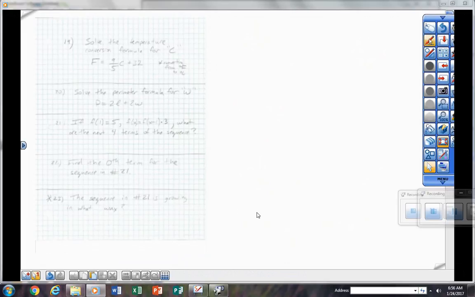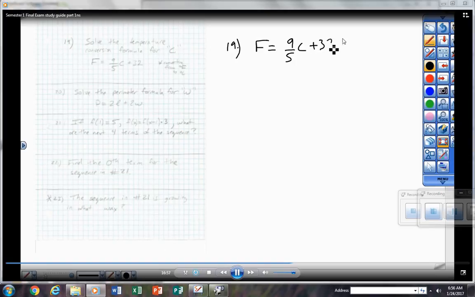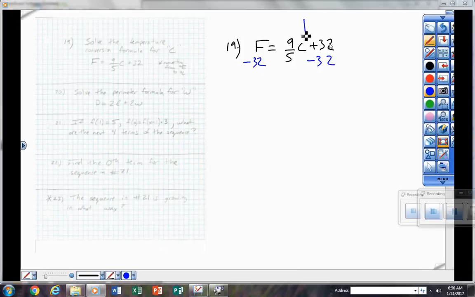For this problem, number 19, I'm solving this literal equation for C. So for this problem, I'm going to get rid of all the terms around that C term by adding or subtracting first. So that 32's got to go first. So I get rid of that 32 by subtracting 32 on both sides. And then once I do that, now I could worry about that mathematical operation in front of C. So I get F minus 32, because I cannot combine those, equals 9/5 C.